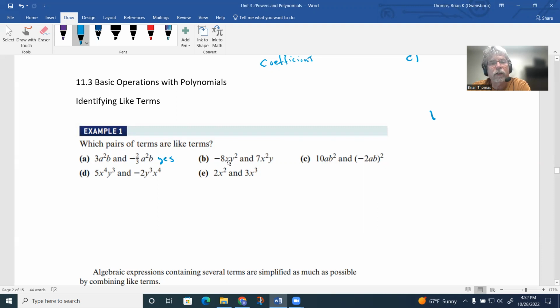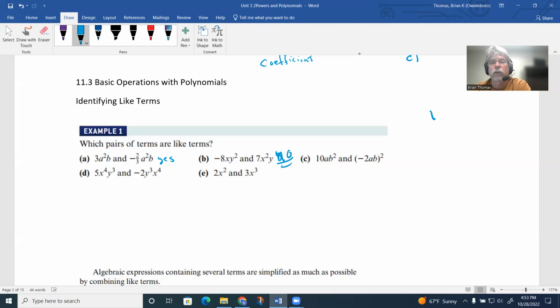If I have negative 8xy squared and 7x squared y, notice how we have the same variables, but the exponents are not corresponding. The negative 8xy squared term has x raised to the power of 1, but in the 7x squared y, the x is raised to the power of 2. And the y's are also backwards with their exponents. So that would be a no, not a yes.